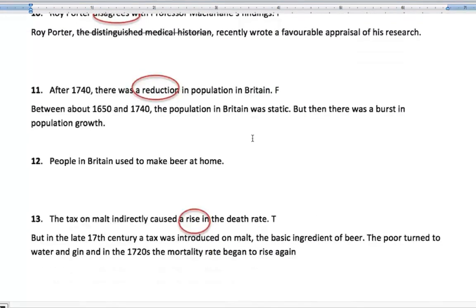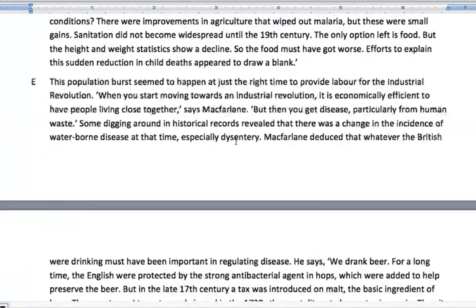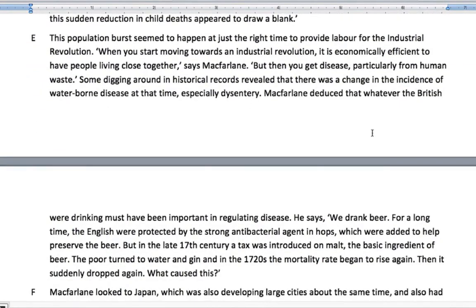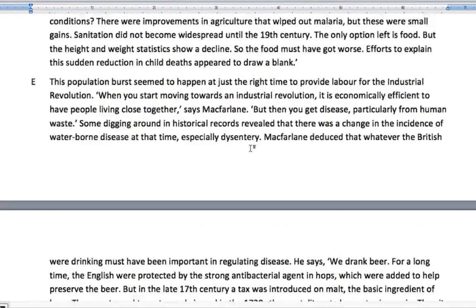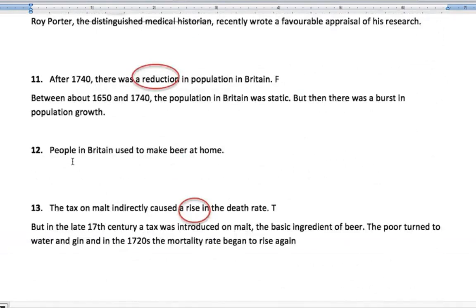Then the last one, people used to make beer at home. It's just one of these, did they or did they not? There's nothing to circle there. Maybe used to make. It would have been somewhere over here, because it's between these two, and we don't see anything about them making it at home, so that one was not given. Often when you can't find a nice circle word, it just means it's not given.